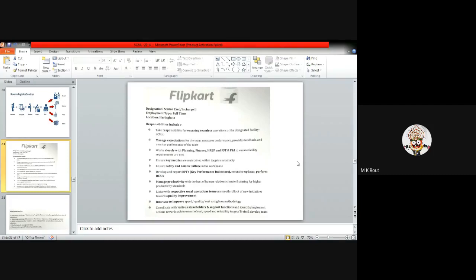So in case of lean terminology or lean methodologies, as I told, most of the time it focuses on two parameters. One is reduce or minimize the percentage of wastage. Another is respect for people. And the last point, coordinate with various stakeholders. It's the most important part, that is known as various stakeholders. The next part is support function and identify or implement action towards achievement of cost, speed, reliability, target, train, and development of the team. So these are the different key job responsibilities included in case of Flipkart.